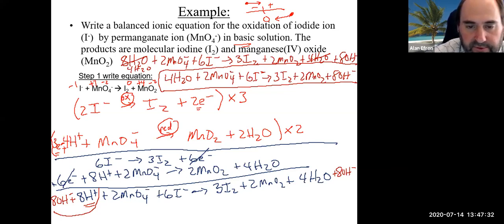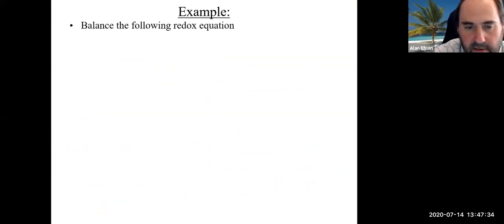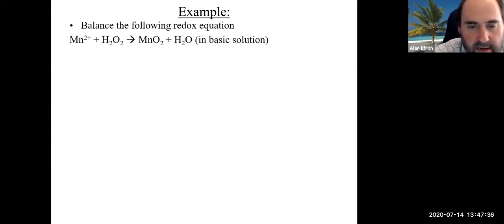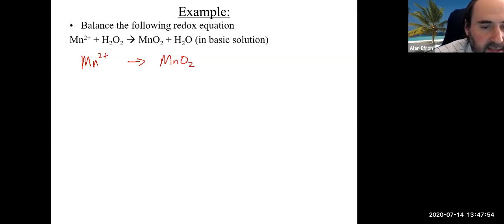Okay, so all right, we'll do one more here just to make sure. So we'll run through this one here. Again, we're doing basic conditions, so we want to split it off. So that's going to give me that and this guy. That will also give me this and that.